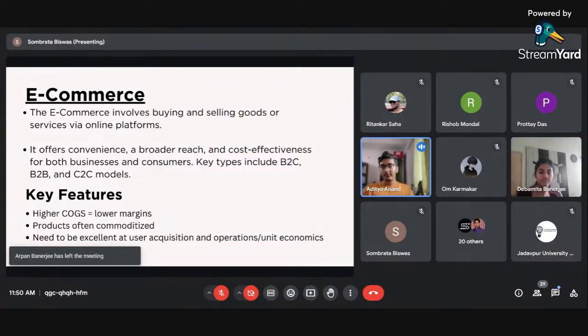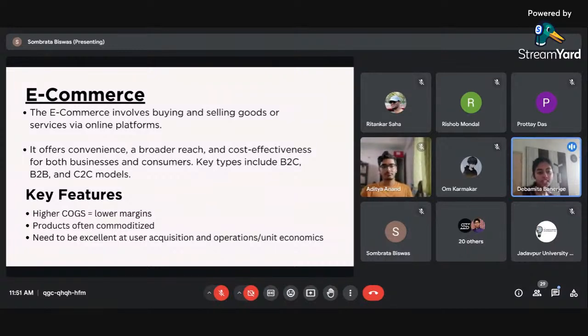E-commerce is mostly buying stuff online. That's what's written on the screen, but I think that's a good definition. But it's also selling, buying. Yeah, true. So anyway, any kind of online business falls under e-commerce. It's one of the most widely known business models out there. So I think we'll jump directly into key features.